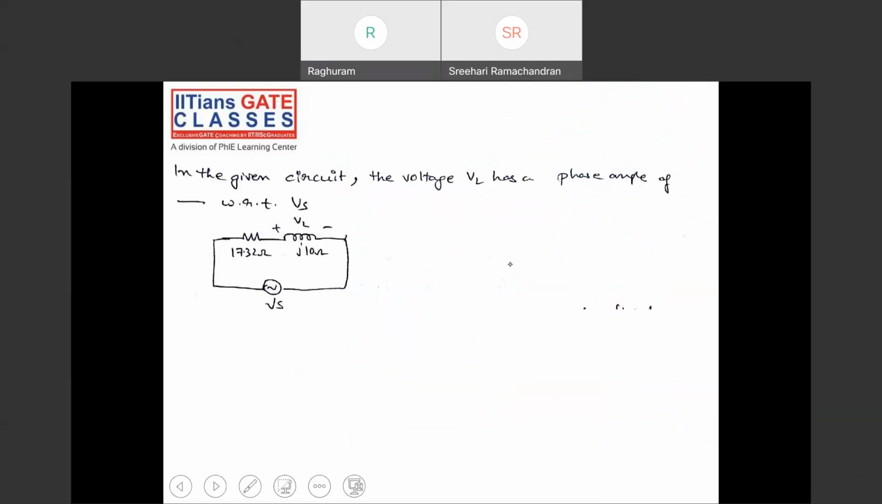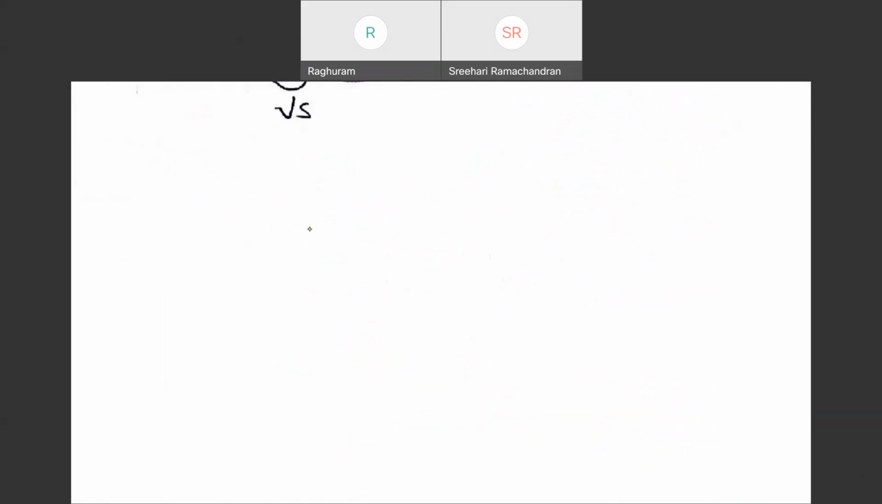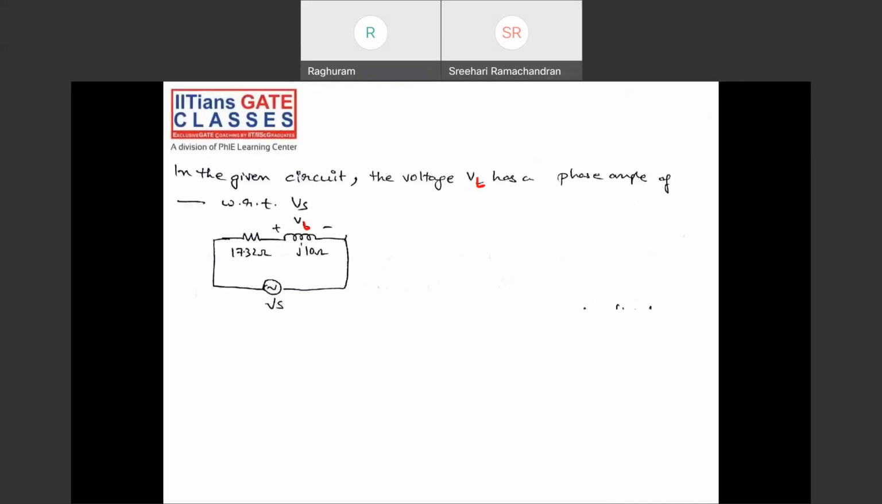In the given circuit, the voltage VL has a phase angle of dash with respect to VS. Try to solve this.